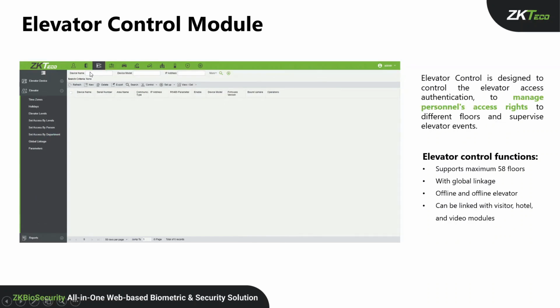The next section is the elevator control module. The elevator control module is designed to control elevator access authentication, manage persons' access rights to different floors, and supervise elevator events. It supports a maximum of 58 floors with global linkage options and offline elevator. Through offline mode we can manage without software help. The elevator control module can also be linked with the visitor, hotel, and video modules.